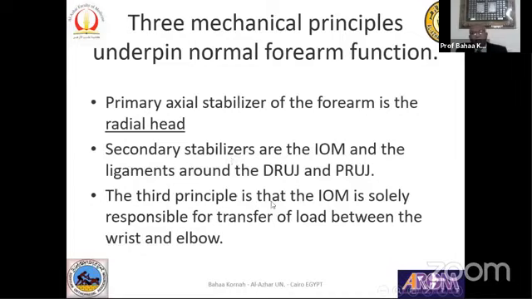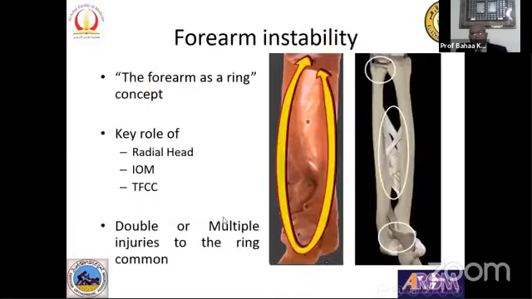The third principle is that the interosseous membrane is solely responsible for transferring load between the wrist and the elbow during compression or distraction, and we'll see it in the next slide. This is forearm instability. The forearm is a ring concept. The key roles belong to the head of the radius, the interosseous membrane, and the triangular fibrocartilage complex. Double or multiple injuries to the ring commonly occur.